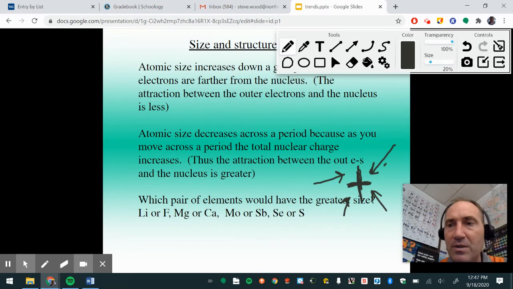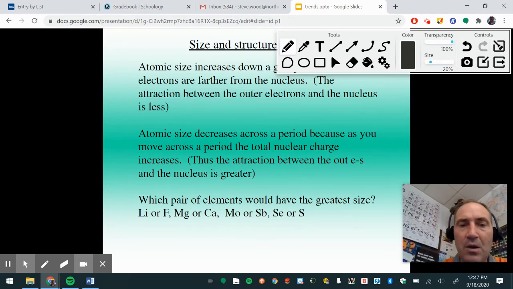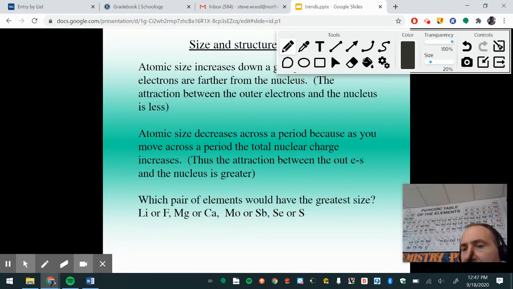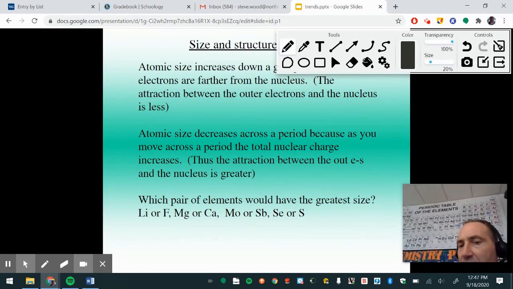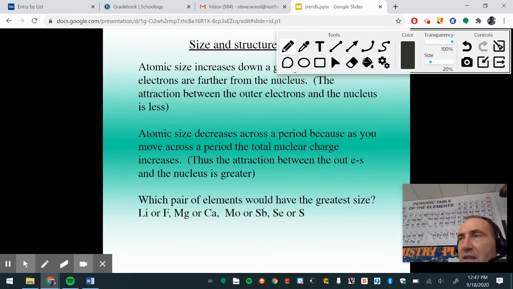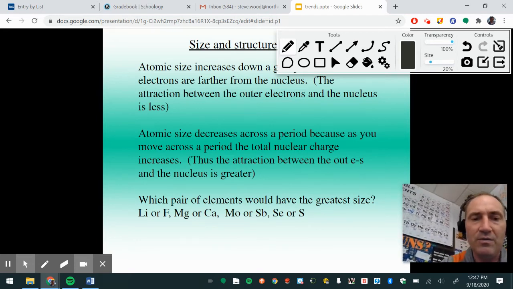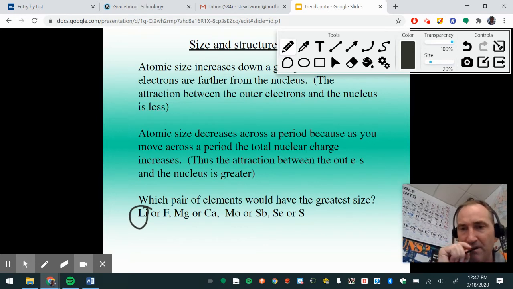All right, so here we go. Look at this. This is so much fun. What's bigger, Li or F? Li is on that side over there, and F is over here. So you can see that size decreases as you go across. So greater size would be this one right here, which is weird too, right? It only has 3 protons, but if you were to look at it, it is bigger than the other one.